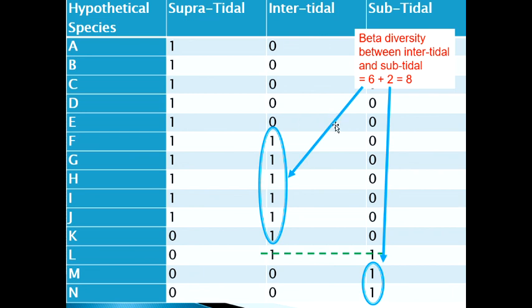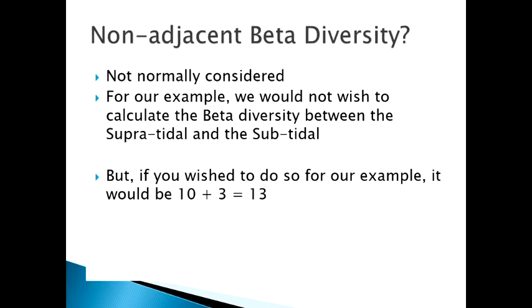To compare then the intertidal area to the subtidal area, the only species that is shared between the two is species L. Draw a line through it. And then the number of unique species is 6 plus 2 equals 8. Now you could do the beta diversity between the subtidal and the supertidal, but they're not next to each other. And so some workers do this, but most do not. So it's not normally considered.